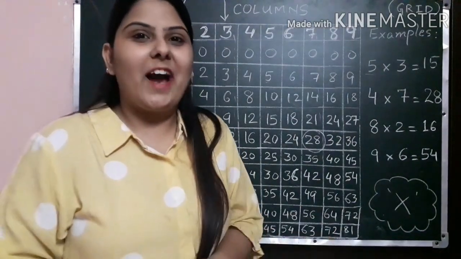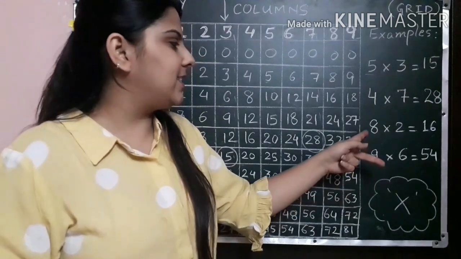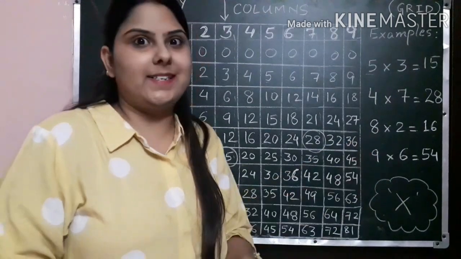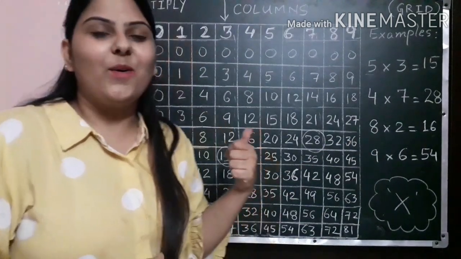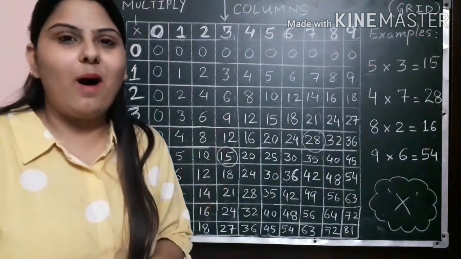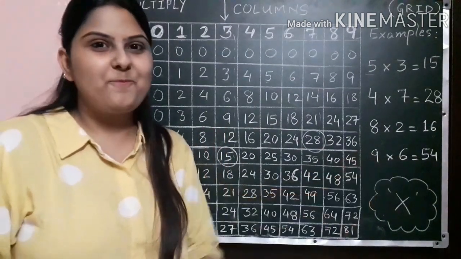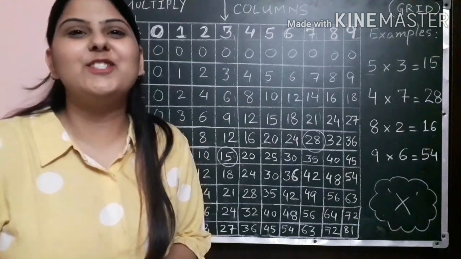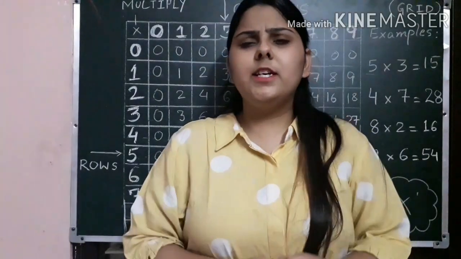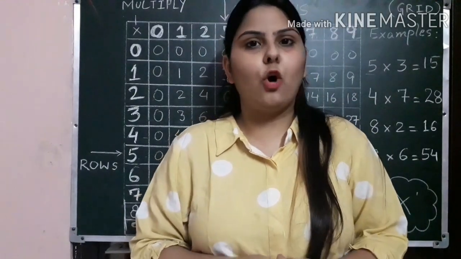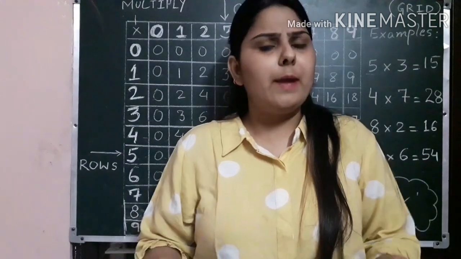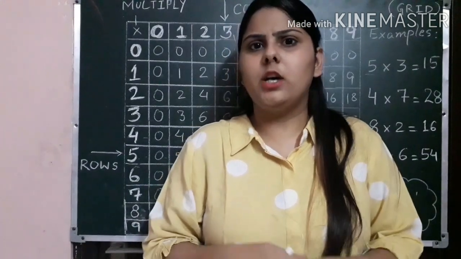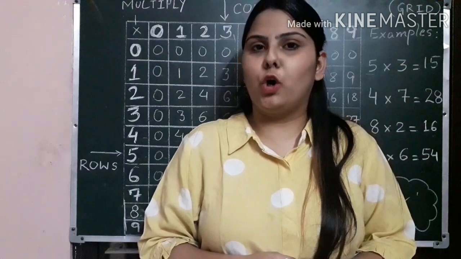So kids, why not check it yourself for 8 into 2 and 6 times 9? Is this resulting in the same answer as written here? Of course, you got it right. So kids, in this way you can prepare a grid of 10 by 10, 9 by 9, 8 by 8 or any number of your choice.